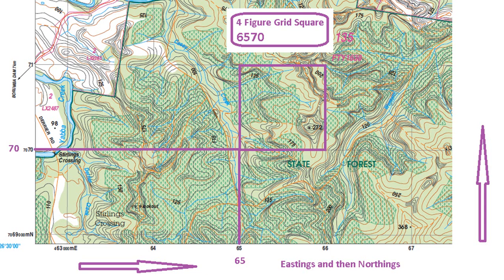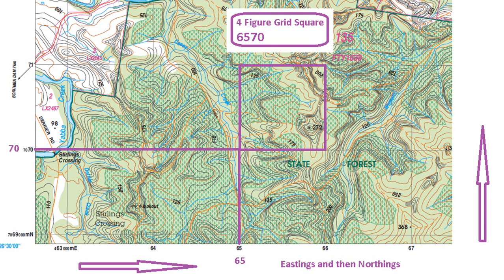Starting at the simplest form of position information, we can identify where we are in this grid square by using a 4-figure grid reference. To do this, we identify the bottom left corner of the square we're interested in. First, we read off the eastings. In this case, it's 6, 5. Then we read off the northings. Here it is 7, 0. So the 4-figure grid reference for this square is 6, 5, 7, 0.